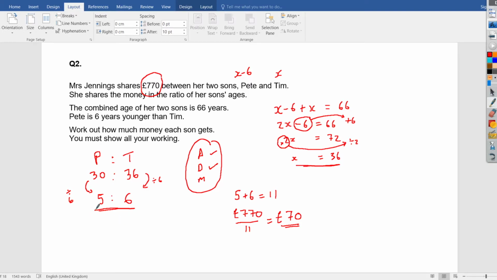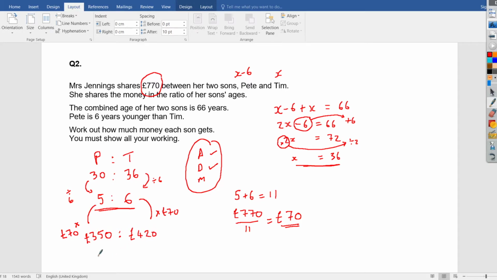So the last part will be to multiply. Pete has 5 lots of £70 since he has 5 parts. So 5 lots of 70 is 5 times 7, which is 35, and put 0 at the end. So Pete will get £350. And Tim has 6 parts, each part worth £70. 6 times 7 is 42.